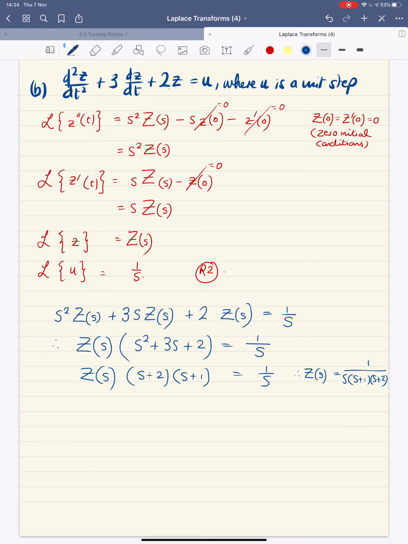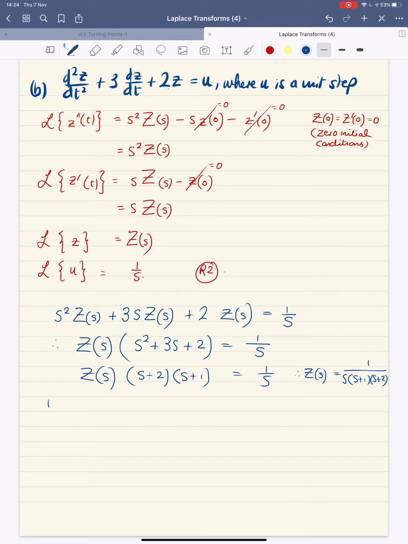This is partial fractions again. So we have, I'll just get my cup of tea. Just moving places. Sorry about that.